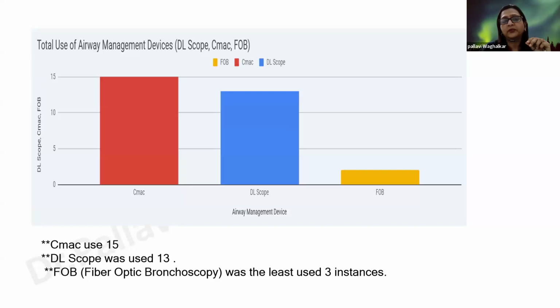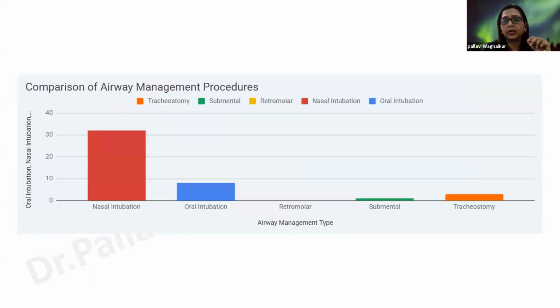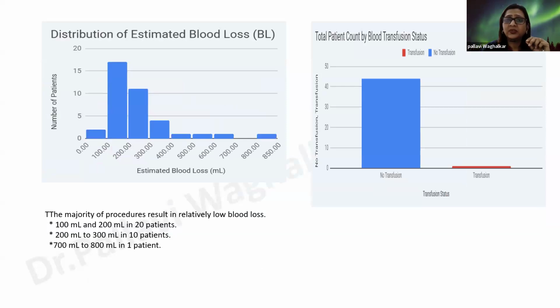As for DL scopes, CMAC, or FOB, CMAC was used in around 15 cases, and FOB in 3 cases. Blood loss was checked, but there was no major blood loss in any of these cases. Only 700 to 800 ml blood loss was in one patient, so blood transfusion was less.